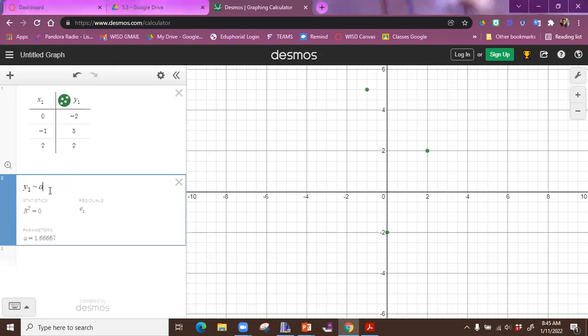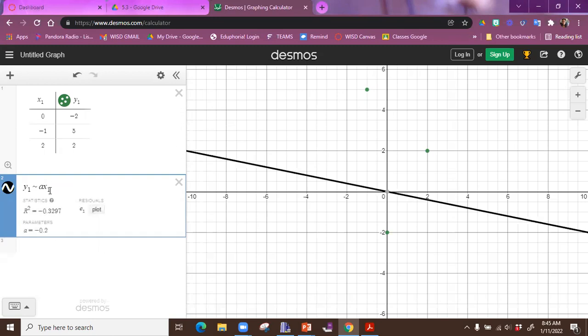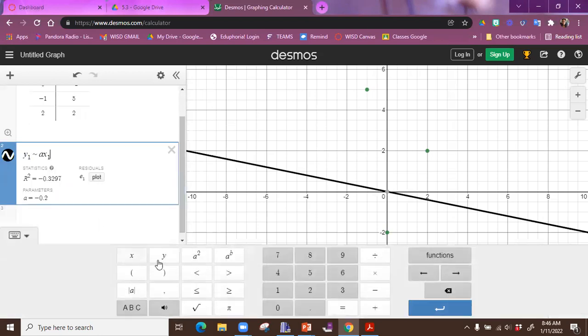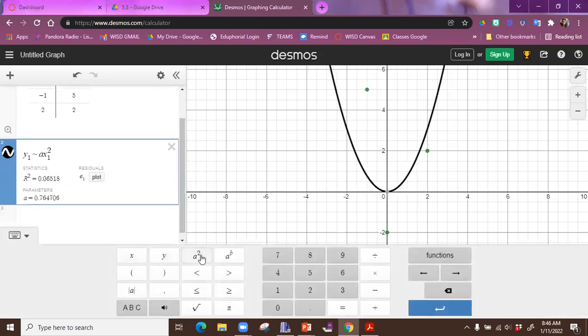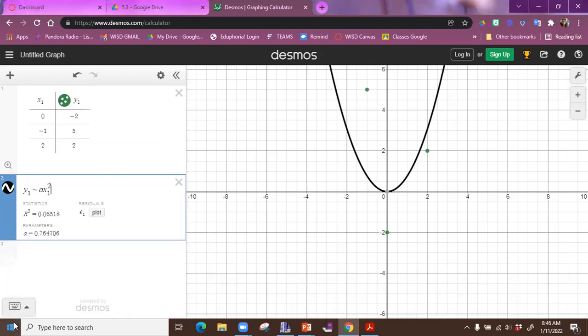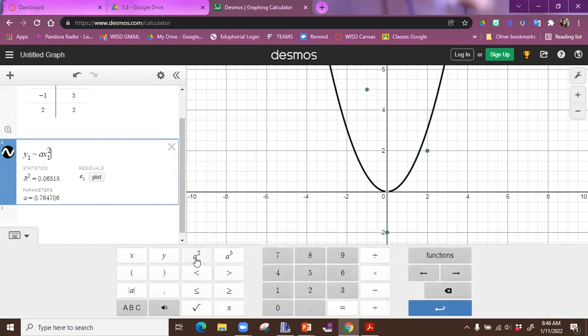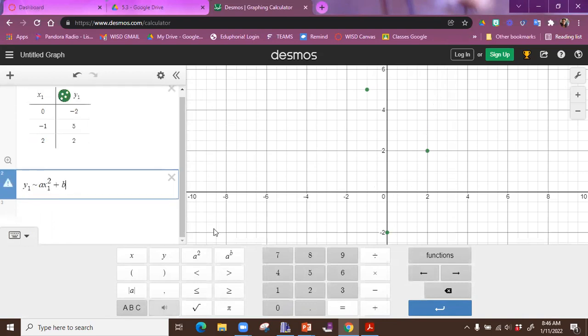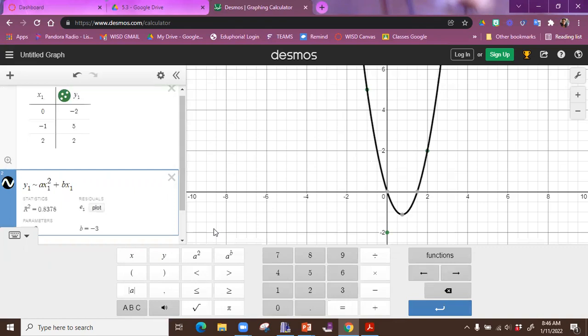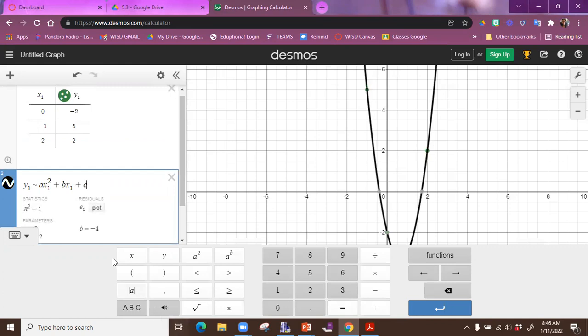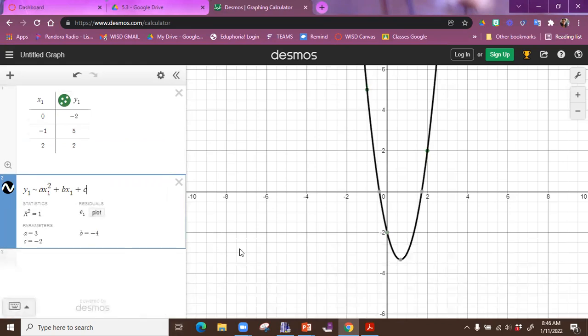And then you're going to type in AX1, and you want to make this a square. So either use your keyboard and you see the little square. So again, all I did to get the square was click on the keyboard, click the square. And then I have plus BX1 plus C. Okay, that's it.